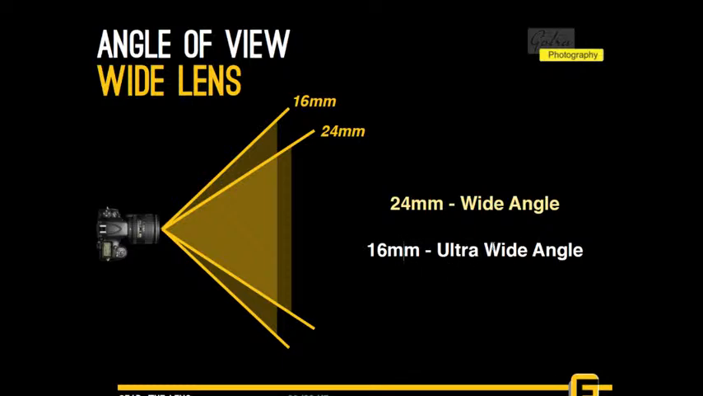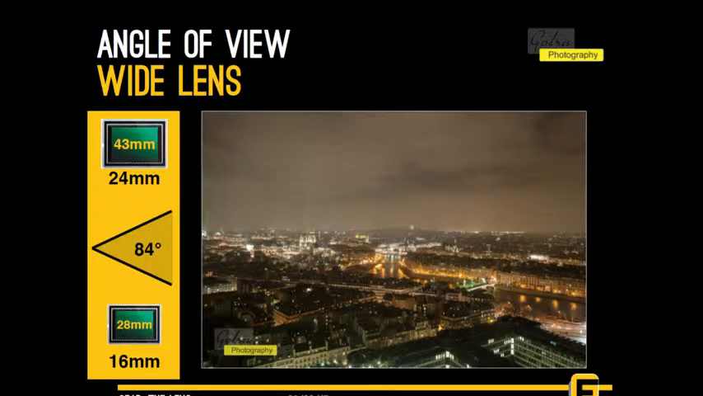Ultra wide angle means it will be very much distorted. This is ultra wide angle, 64 degrees. You can see 16 mm. So why do you use ultra wide angle? If you want to capture a landscape, not for a person. Don't take a photograph of a person with a wide angle, otherwise his face will look ugly.